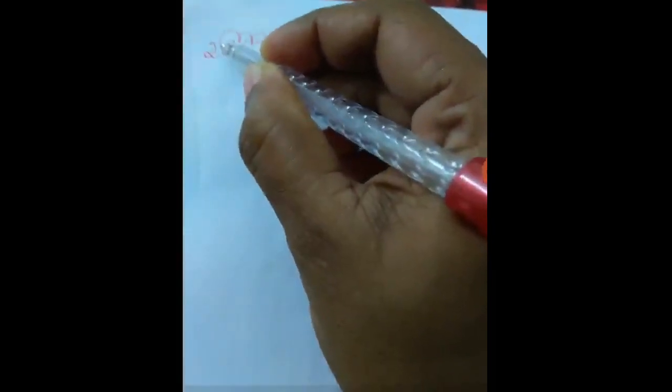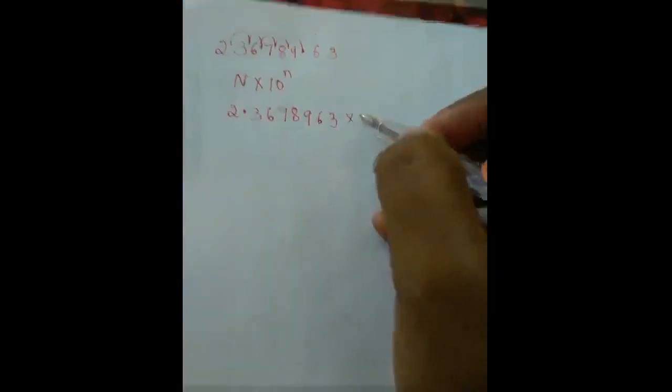See how I am shifting the point. See, this is a decimal point. I will shift to the left side. So 1, 2, 3, 4, 5. Here I will stop. Okay, now this I will write in the form of scientific notation, that is n into 10 to the power n. Now n here I will write 2 point, here I stop the point, 3 6 7 8 9 6 3 into 10 to the power.